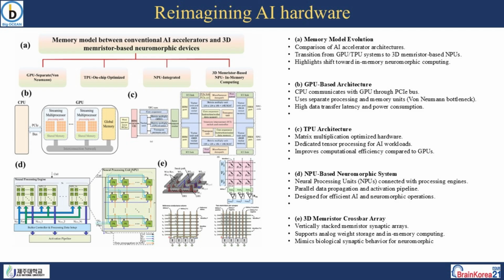In the NPU case, the neural processing unit connects with processing engines, parallel data programming and an activation pipeline. Also, this is designed for efficient AI and neuromorphic operations. In the 3D memory crossbar array case, 3D memory is a vertically stacked memory synaptic array. It supports analog weight storage and in-memory computing. Also, it can mimic biological synaptic behavior for neuromorphic computing.